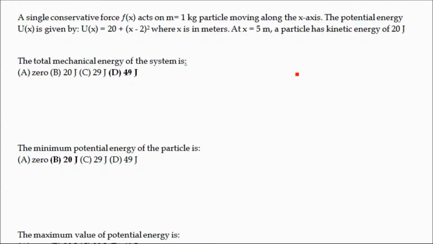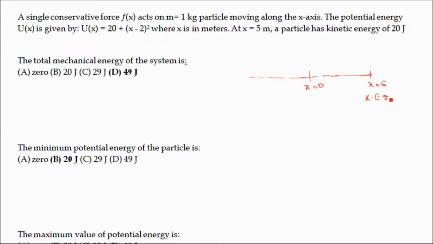So first we will draw the figure and then we will solve this problem. Suppose the particle is moving along the x-axis, then this is the point x is equal to 0 and the particle is moving. So at x is equal to 5, the kinetic energy is equal to 20 joule. Again, the potential energy is given by the function U is equal to 20 plus (x minus 2) raised to the power 2. So that is the information given. Mass is given equal to 1 kg.